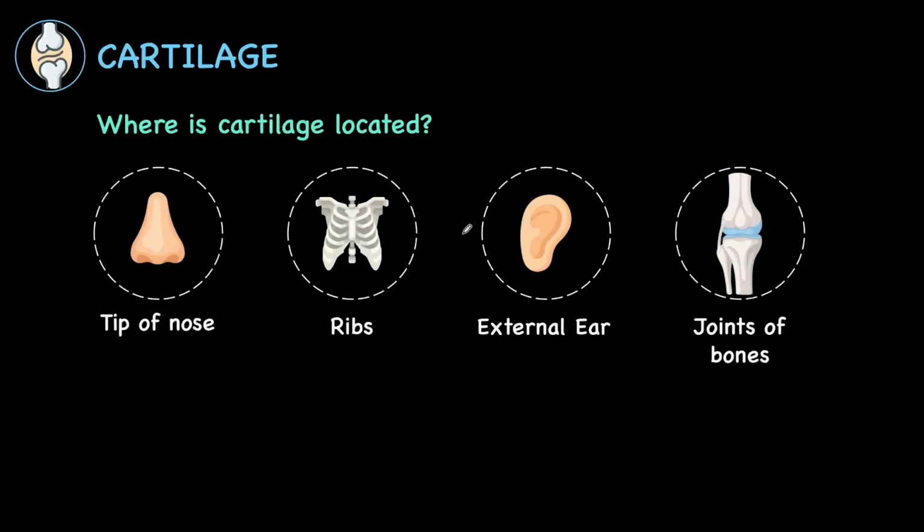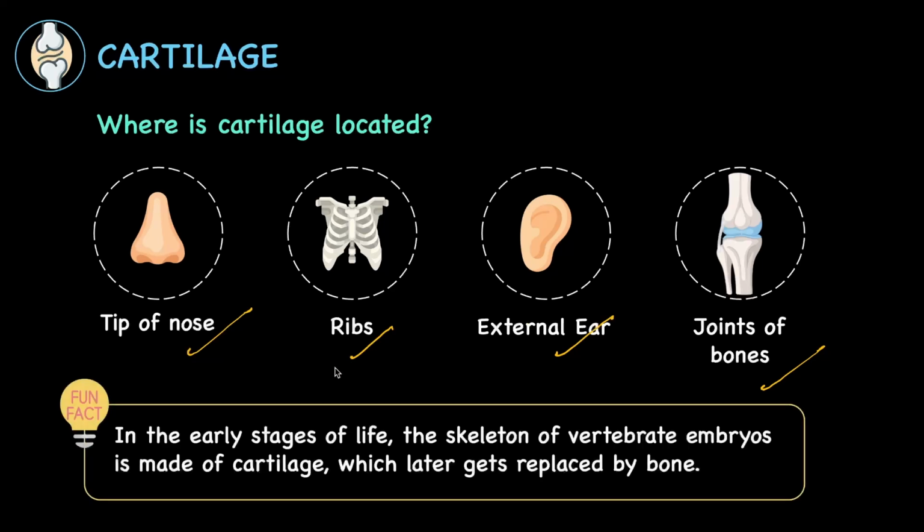Now, the cartilage is a pretty unique tissue which is found at the joints of bones, at the tips of the ribs, it's part of the external ear, it's present in the tip of the nose, and even in the trachea. And as a matter of fact, in our early stages of life, the skeleton of vertebrate embryos is actually made of cartilage, which then later gets replaced by bones. So, what is this unique tissue?